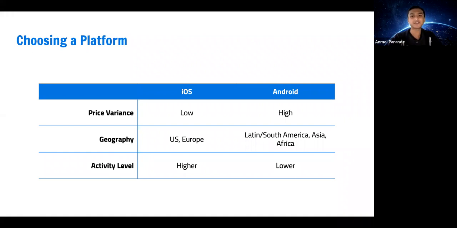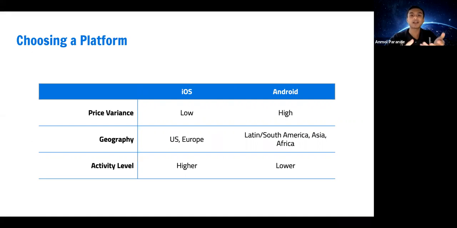Another segmentation is the activity level. So it turns out that the behavior of iOS and Android users is actually different. iOS users are much more active with their applications. So if you send them a notification, they're more likely to actually tap that notification and interact with it. They're more likely to spend on in-app purchases. And so if you're trying to make money off of in-app purchases, you're probably going to want to go for an iOS application because you'll simply get more paying customers that way.